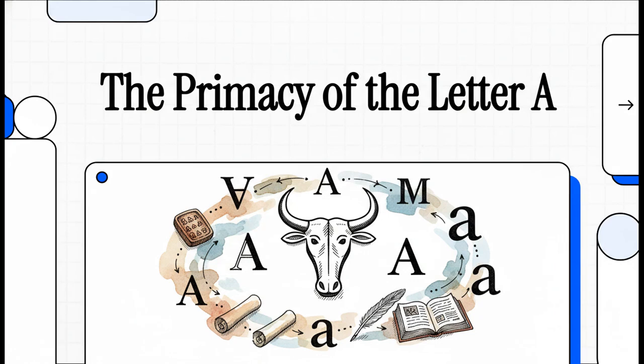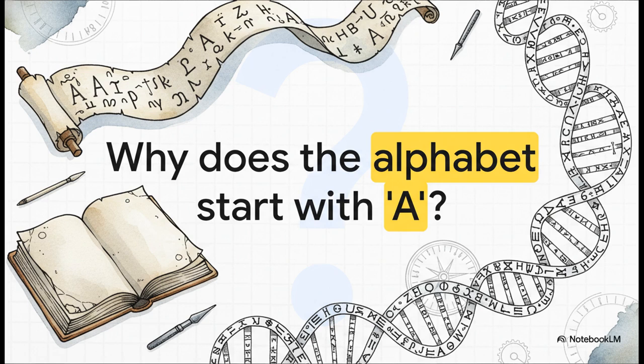Today, we're going to dive into the hidden story behind something we see literally every day, but probably never think about: the alphabet's very first letter, A. I mean, have you ever really stopped to wonder about that? Why A? Why not B or Z or something else? Is the order we all learned as kids just random? An accident of history? Or is there something more going on?